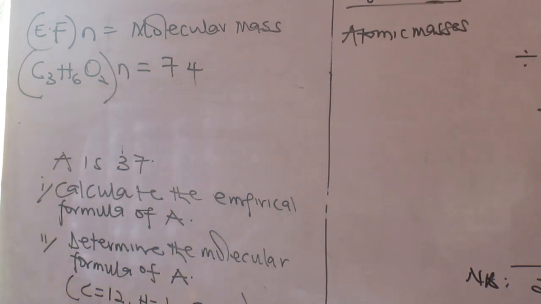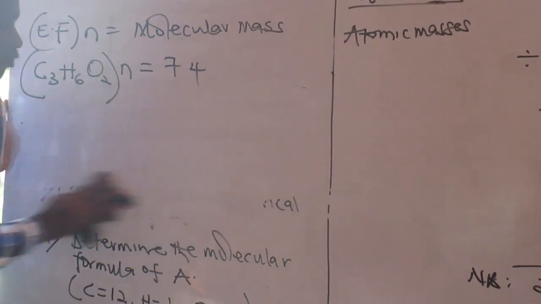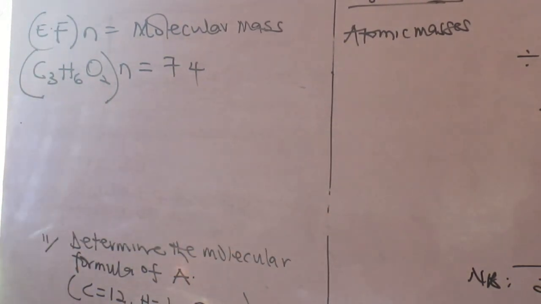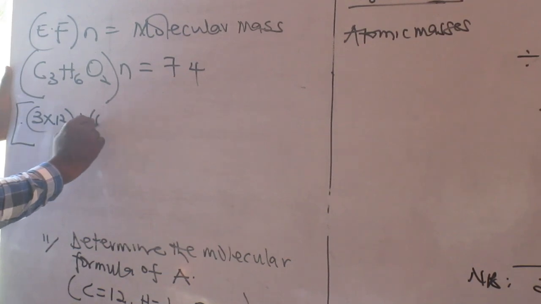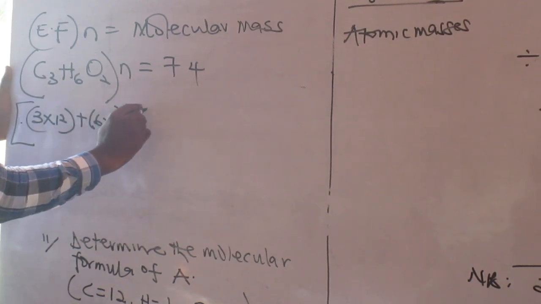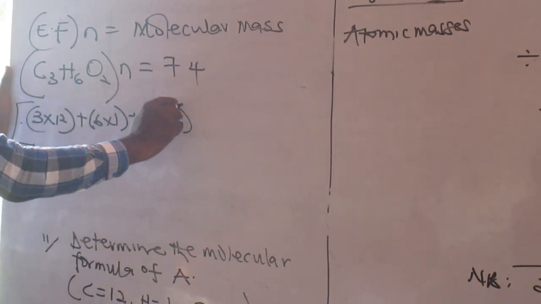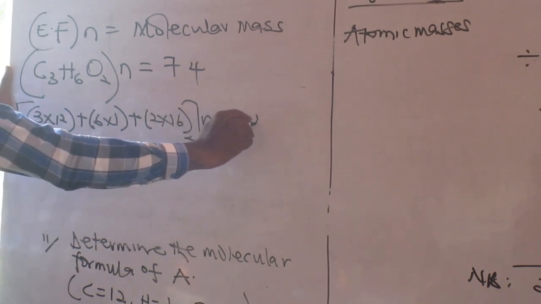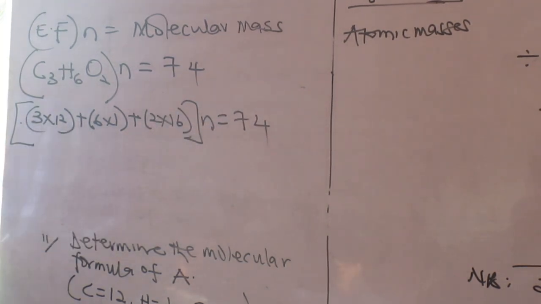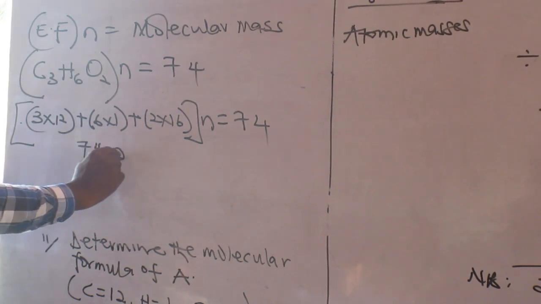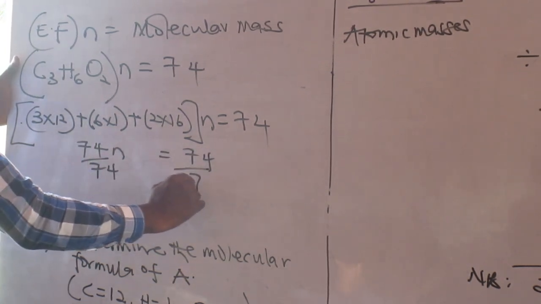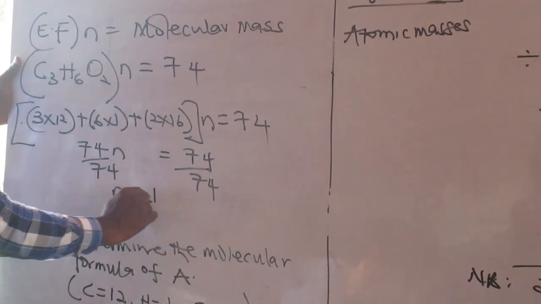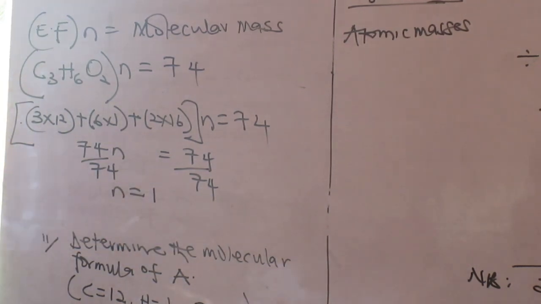Now, what am I doing? I want to determine my molecular mass from here. Right? So 3 by 12, that's carbon. Do you believe that? That's 6 by 1, that is hydrogen. 2 by 16, that is oxygen. It was what? 74. I'll gather all steps here. I think you still get 74, right? Well, 74. And it's what? 1.